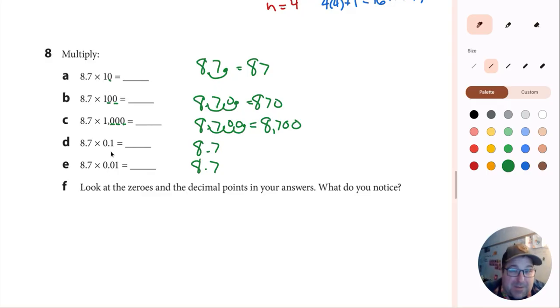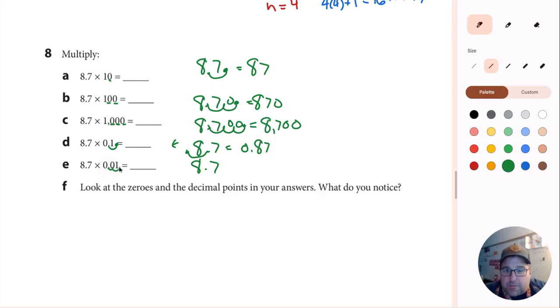Now, if I multiply by a decimal that's less than 1, it's the same idea of moving our decimal, but now it's going to get smaller. So now we're going to move it to the left. However many places right here, that's 1. So now we're going to move it 1 the other way. So that's going to be 0.87. Okay, how about this one?